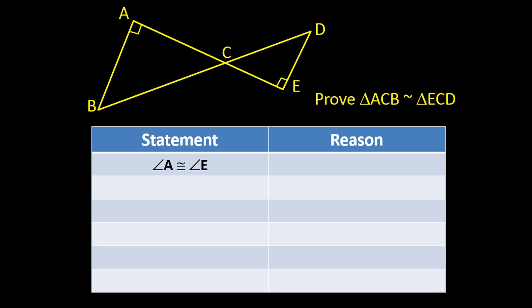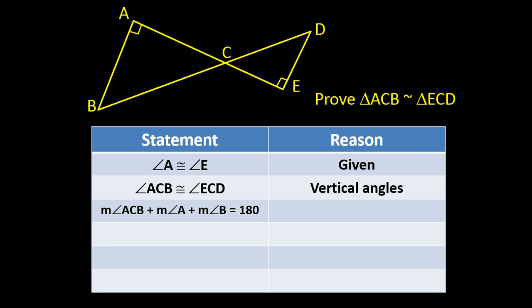So let's start as usual with something that was given to us in the proof. And we were given that angle A and angle E are congruent because those angles are both marked as right angles. We know that angle ACB and angle ECD are congruent because they're vertical angles.